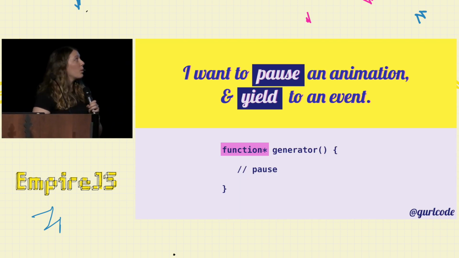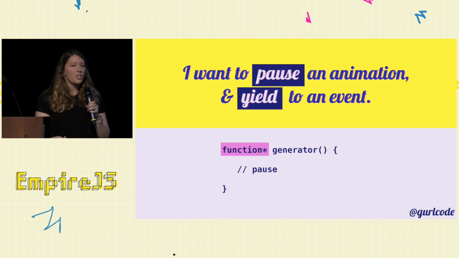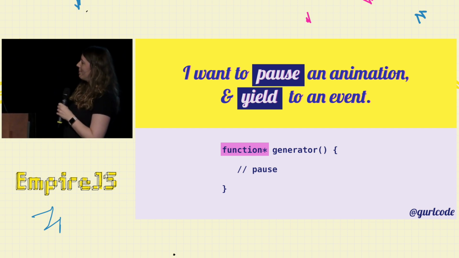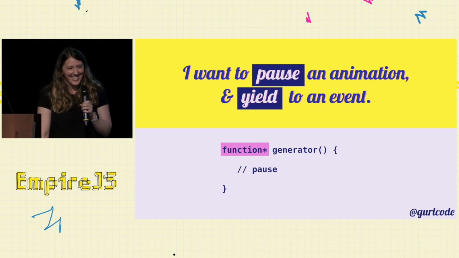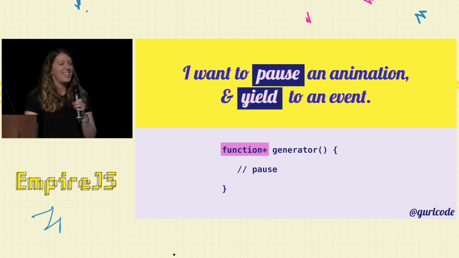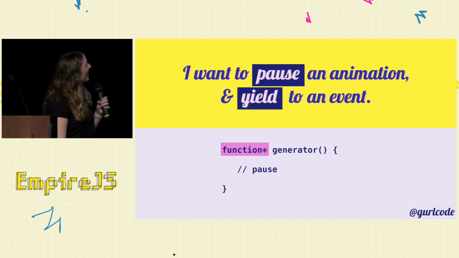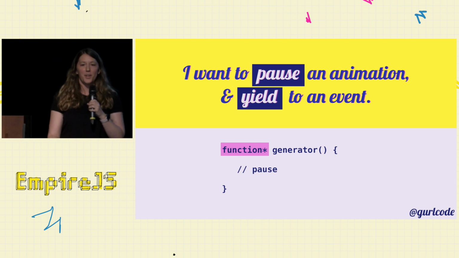Okay. So what I want is to pause an animation and yield to an event. I want to pause an animation and yield to an event. Okay, and that sounds a lot like a generator.